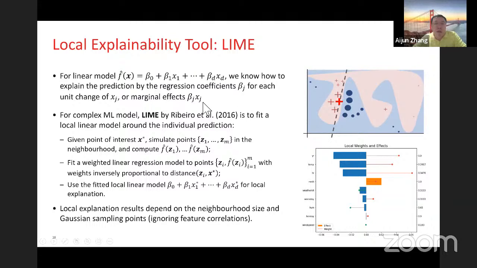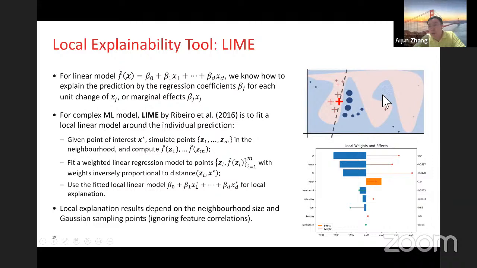Then how can we extend this to a complex model? A complex model is not a linear model, but it can have a local linear model approximation. This is the idea of LIME, developed by Ribeiro and colleagues in 2016. It is a highly cited paper, very pioneering at that time. The idea is to fit a local linear model around individual predictions.